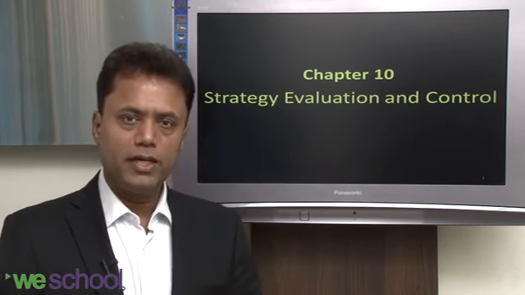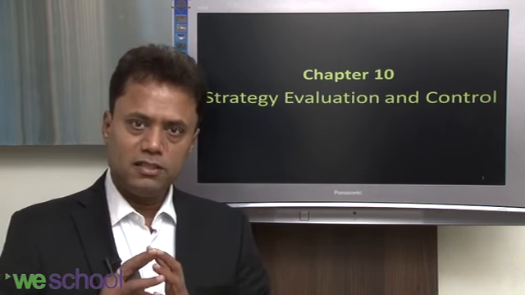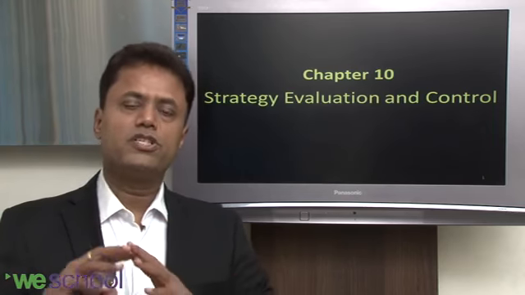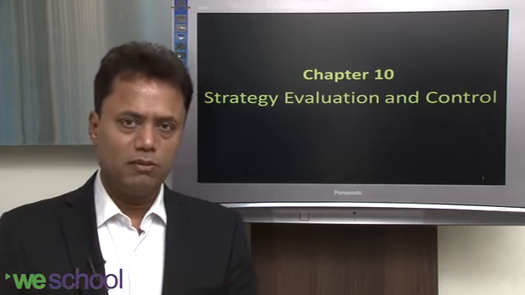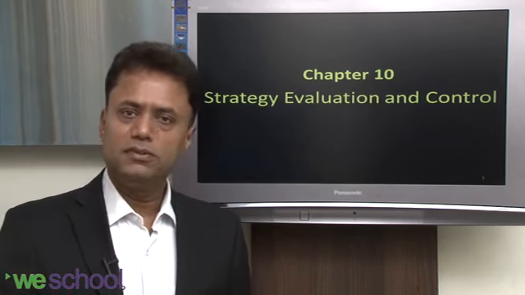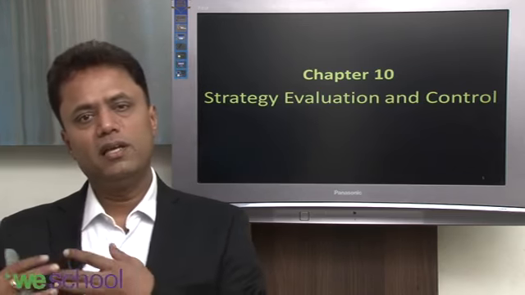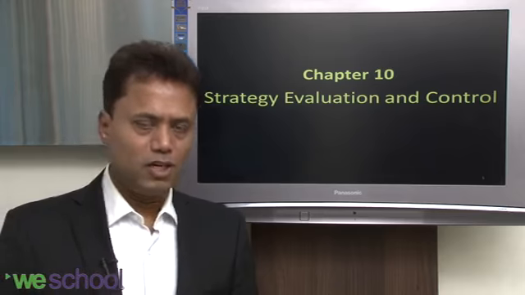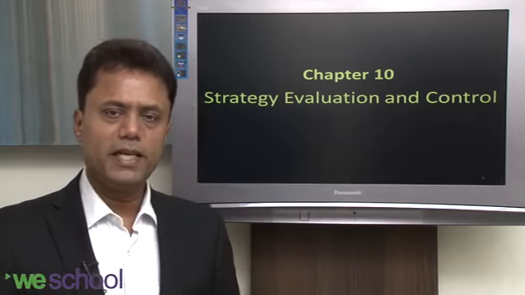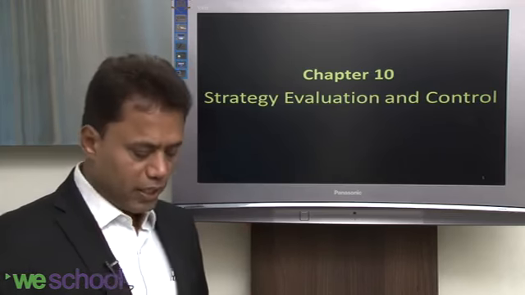This is the last and the most critical component, because anything that is not monitored cannot be measured, and anything that cannot be measured cannot be improved upon. So the whole closed loop system comes into place with strategy evaluation and control. This chapter is going to talk about it in detail.